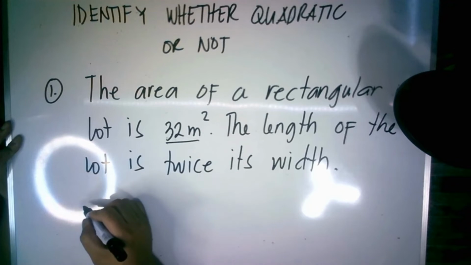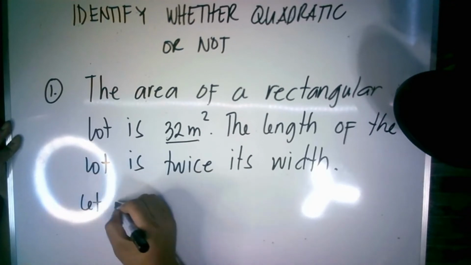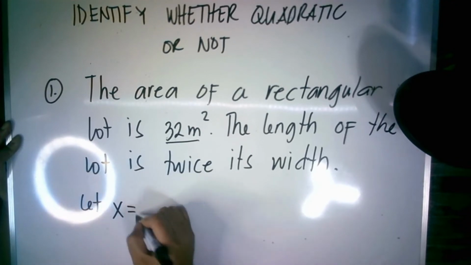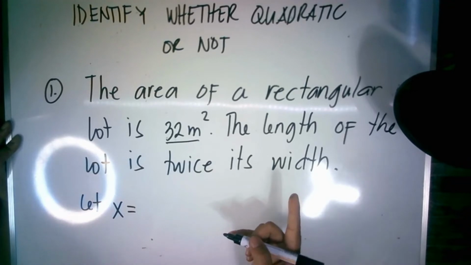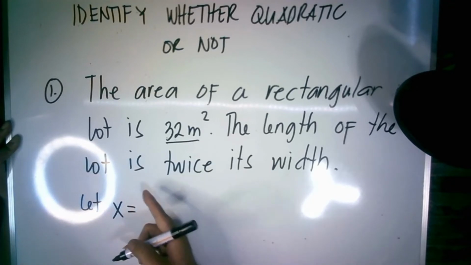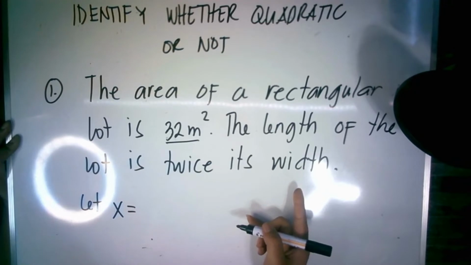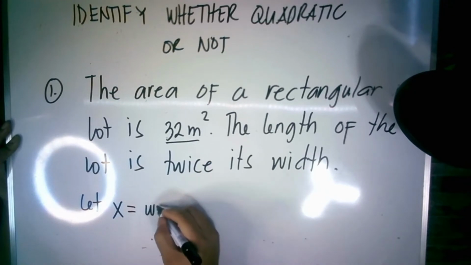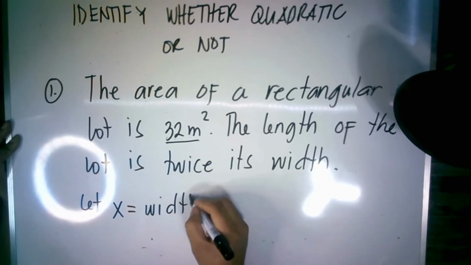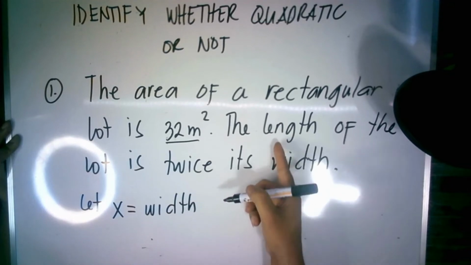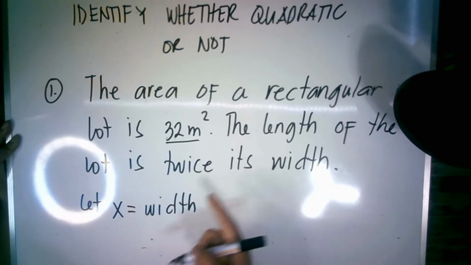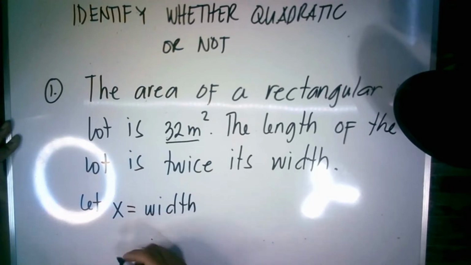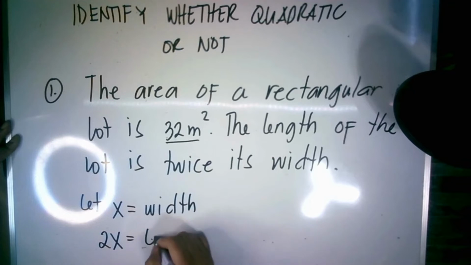Ang first step solution ani is, let x be the, so the length of the lot is twice its width. So, let x be the width of the lot. The length of the lot is twice its width. So, pwede ka makaingon po niya, the length is 2x.